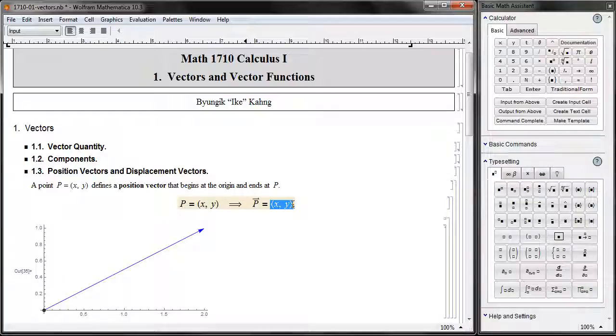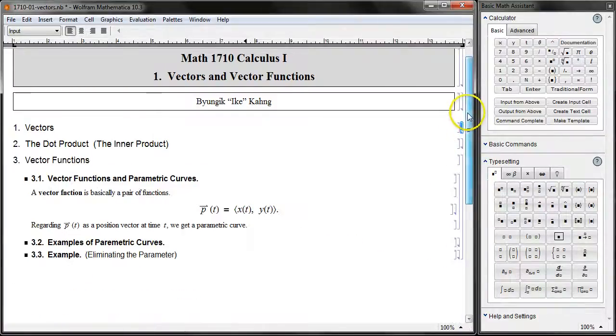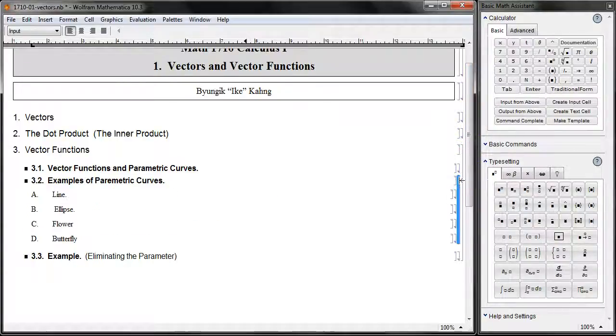And you can apply a vector function to this position vector, then x will become a function, y will also become a function, and as x and y change, the tip of this arrow will move around. And how do we visualize that? The best visualization I can think of is the moving particle model. And here's an example.